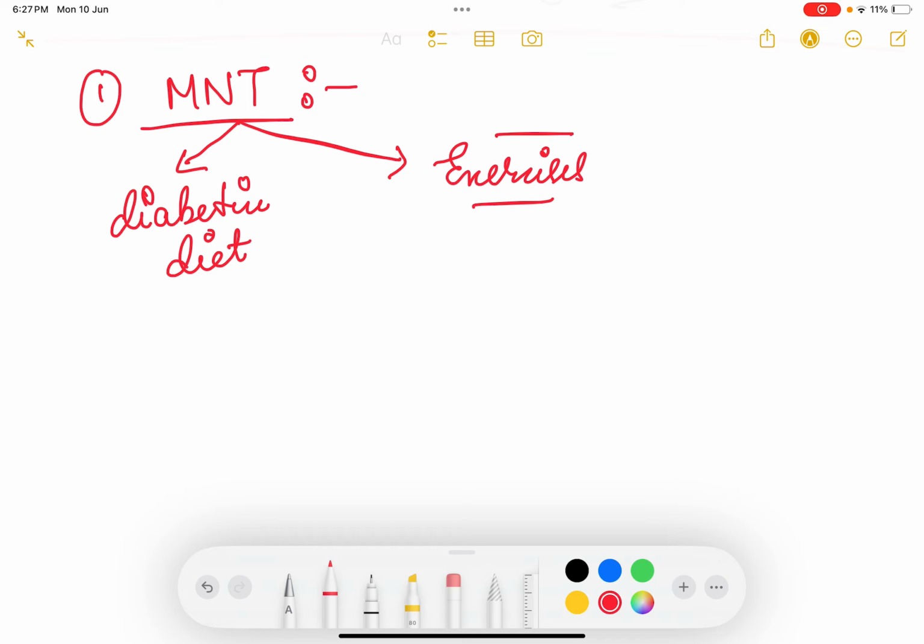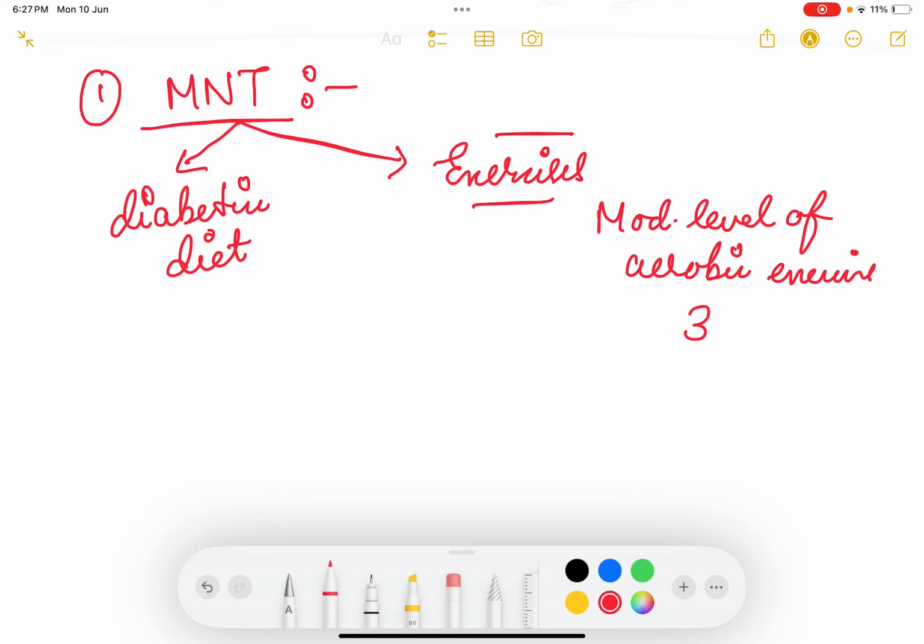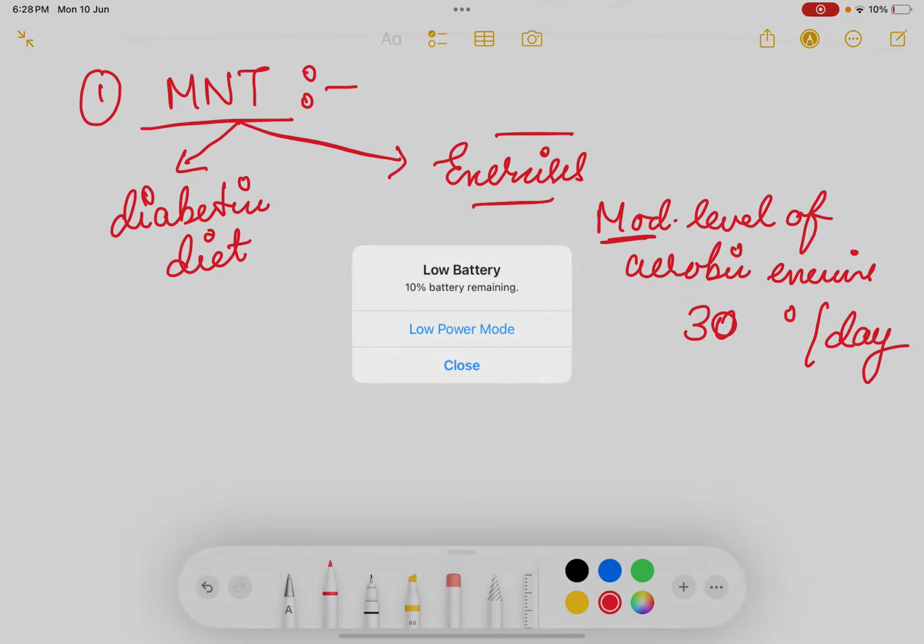Regarding exercises, you should remember it should be moderate level of aerobic exercises, 30 minutes per day. Every day she should be doing moderate aerobic exercise. Moderate मतलब माइल्ड एक्सरसाइज नहीं करना है, सिर्फ वॉकिंग नहीं करना है, ब्रिस्क वॉकिंग कर सकती है, साइकिलिंग कर सकती है, योगा कर सकती है.